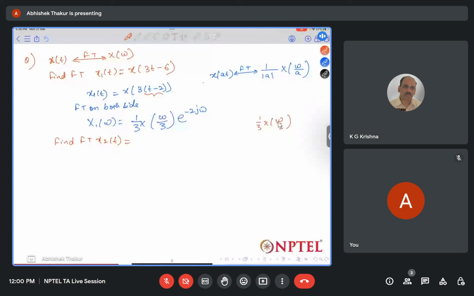It won't be the same because if you want the t term here, then we have to take three common. It will become t minus 2. This t minus 2 is amplified by 3.